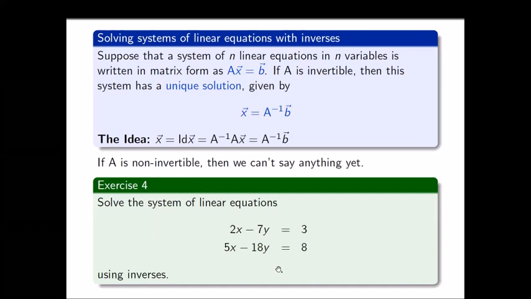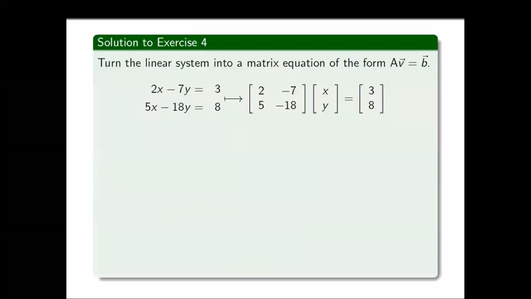Okay, let's look at an exercise. We're given this system of linear equations, 2x minus 7y equal to 3 and 5x minus 18y equal to 8. And we want to use inverses to solve this system. So the first step is, of course, to turn the system into the matrix equation. I'm going to use vector v instead of vector x, because my variables already have an x and I want to avoid confusion. So we convert this into the matrix [2, -7; 5, -18] times the vector (x, y) equal to the vector of constants (3, 8).